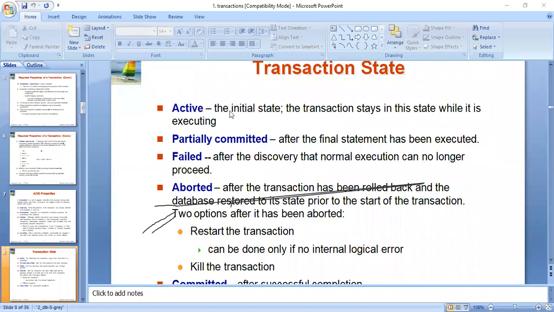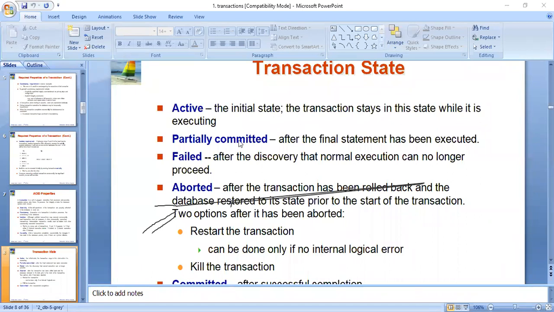What is this active state? When the transaction is starting its execution, that is called the active state. Now look here, the active state definition: the initial state, the transaction stays in this state while it is executing. The starting state of a transaction is called the active state.